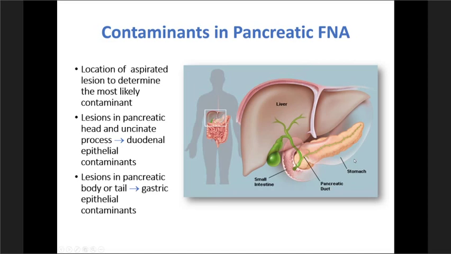Similarly, if the lesion is towards the tail, the practitioner will use the approach through the gastric route, and that would entail gastric epithelial contaminants, which can be very difficult, especially at the time of adequacy assessments, where we are under some degree of pressure to give them some kind of an answer. So this is a low power view. Obviously, it's a very good specimen.